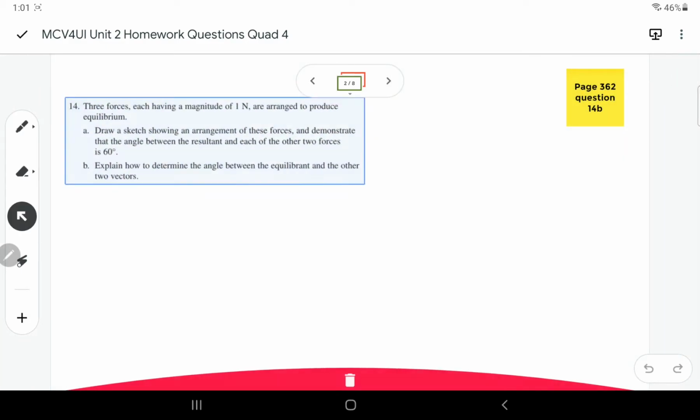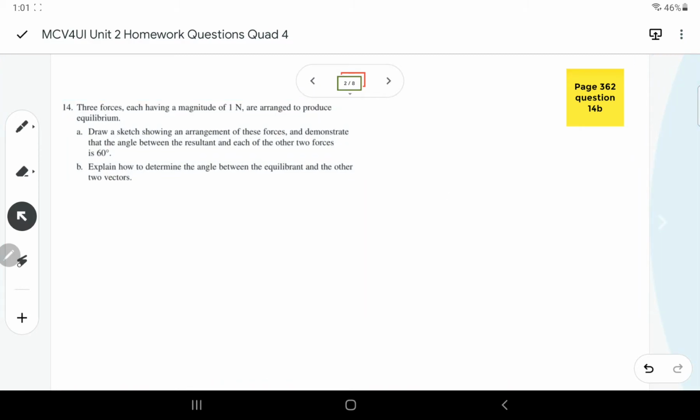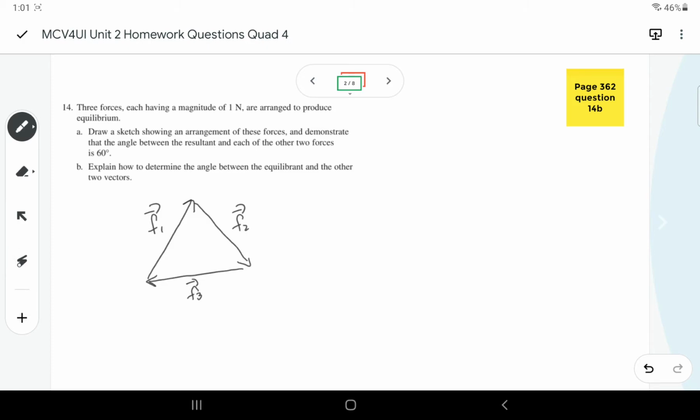Next one. This one tends to throw people off a little bit. I think it's B that is really the problem here. So if we have three forces that each have a magnitude of 1 Newton, they're arranged to produce equilibrium. So if we've got three forces, I'm going to draw them. If they all have equal magnitudes, then remember that three forces that are in equilibrium form a triangle. They balance each other out and they would add up to 0. So there's no net force.